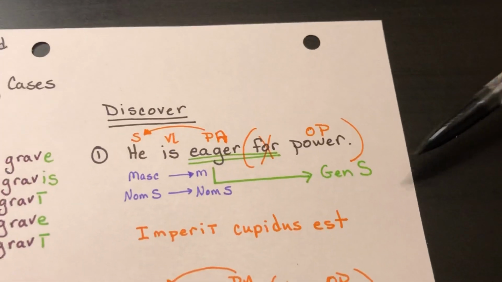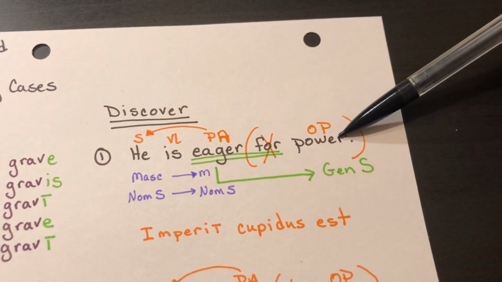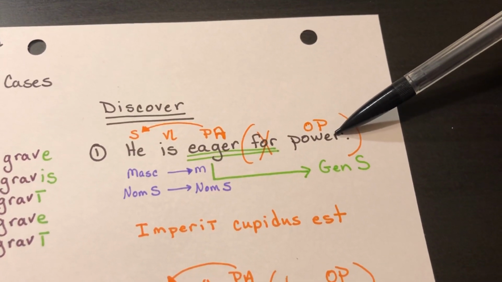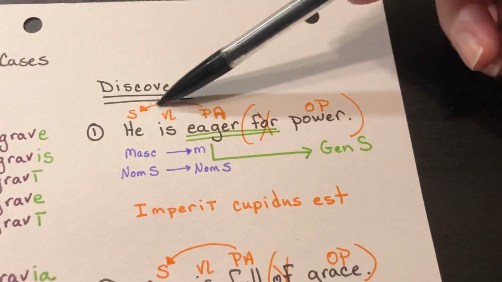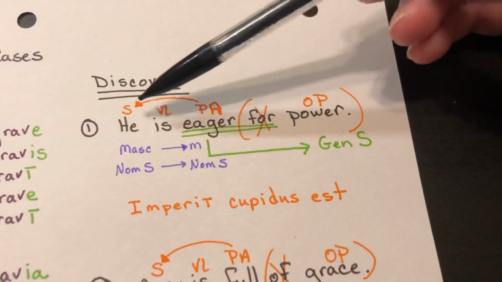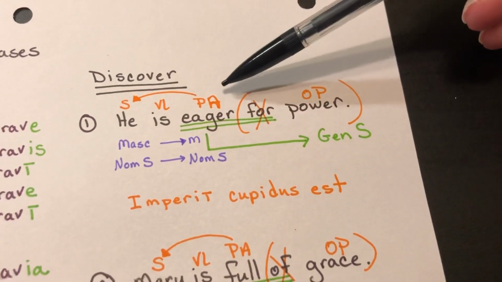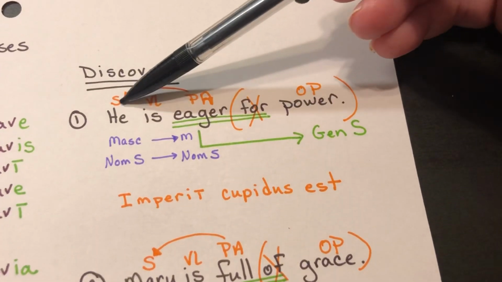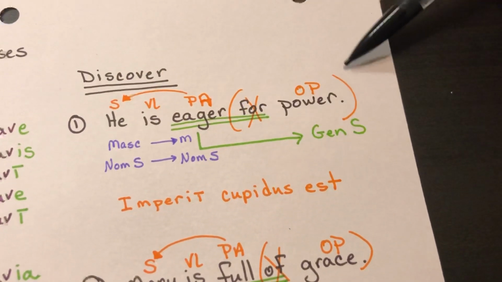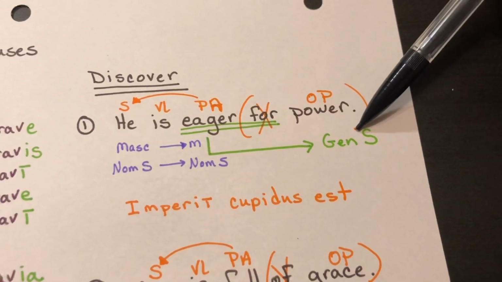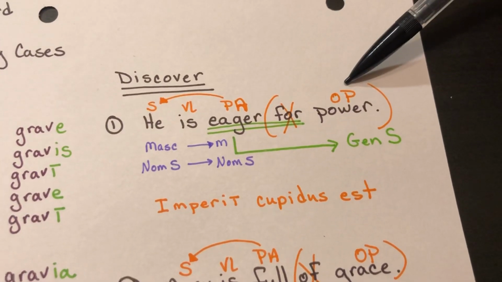So the first thing that we'll do is we'll take a look at the sentence, he is eager for power, and we are going to parse it. And up here in orange, we're going to get it labeled. So we have a subject, a linking verb, predicate adjective that points back to the subject. We have our prepositional phrase here, for power. That would be the object of preposition.